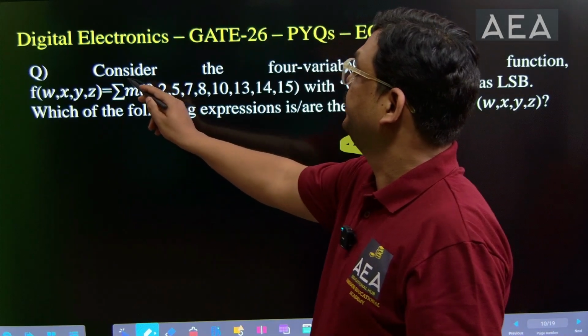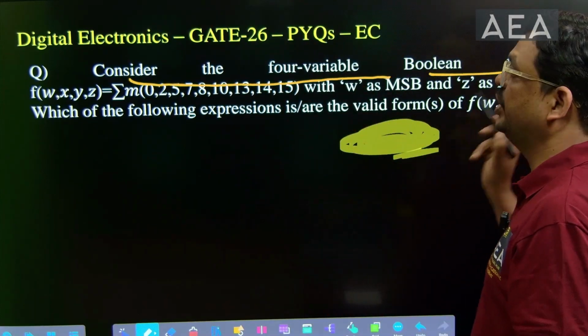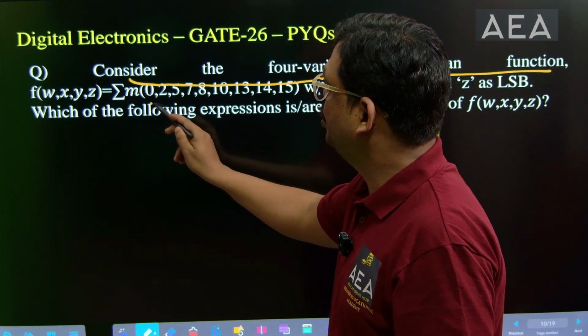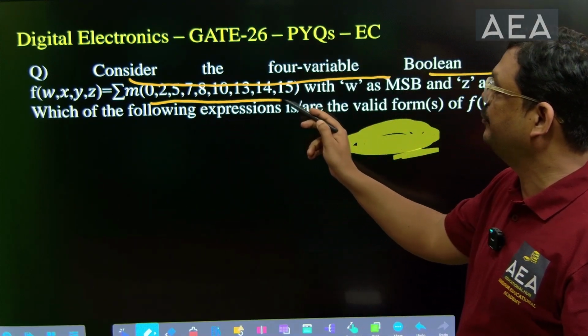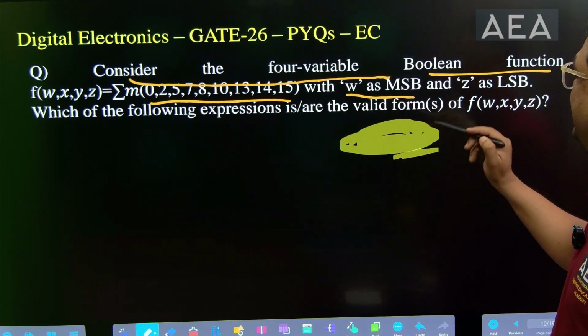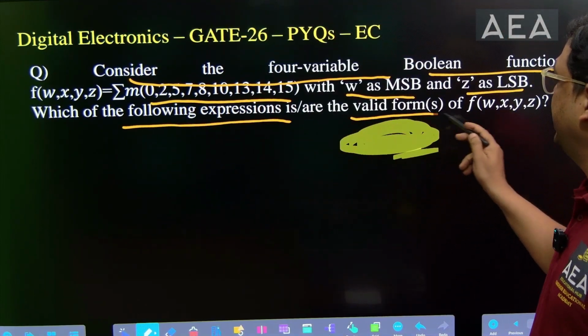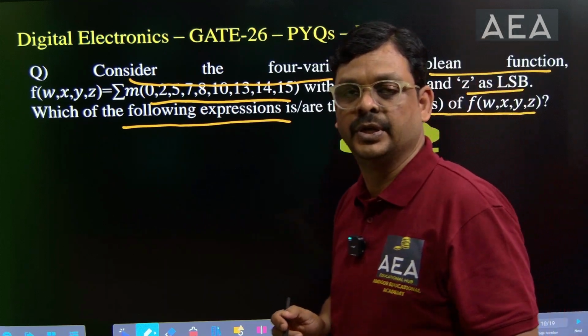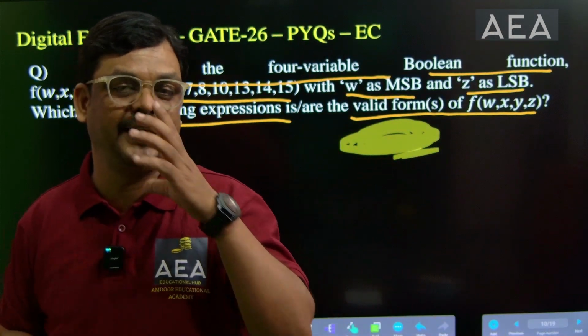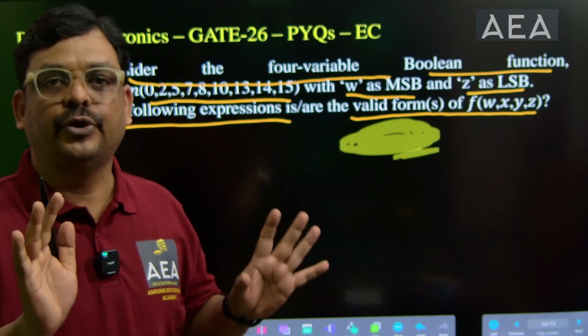Consider the 4 variable Boolean function F(W,X,Y,Z) = Σm(0, 2, 5, 7, 8, 10, 13, 14, 15) with W as MSB and Z as LSB. Which of the following expressions is a valid form of F(W,X,Y,Z)? Now, a 4 variable Boolean function is given here. To solve this, we require the 4 variable K-map.